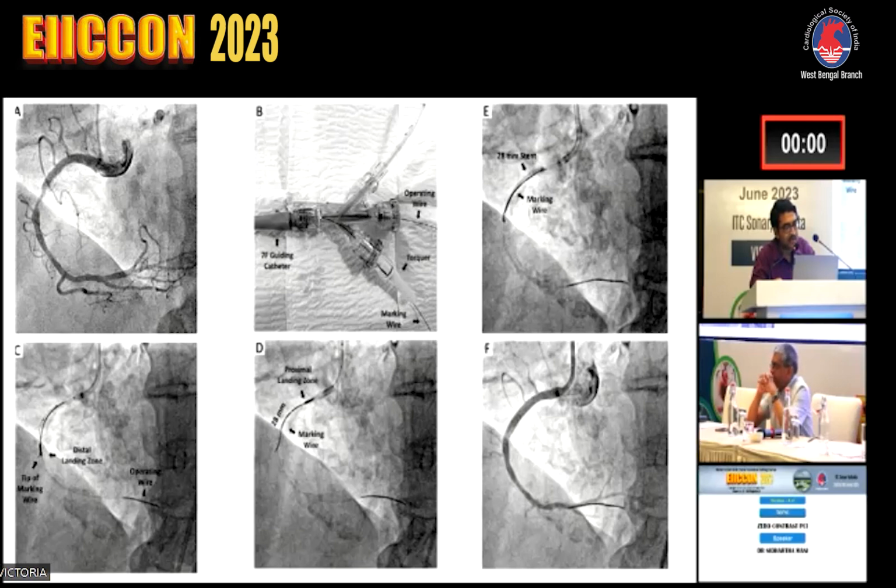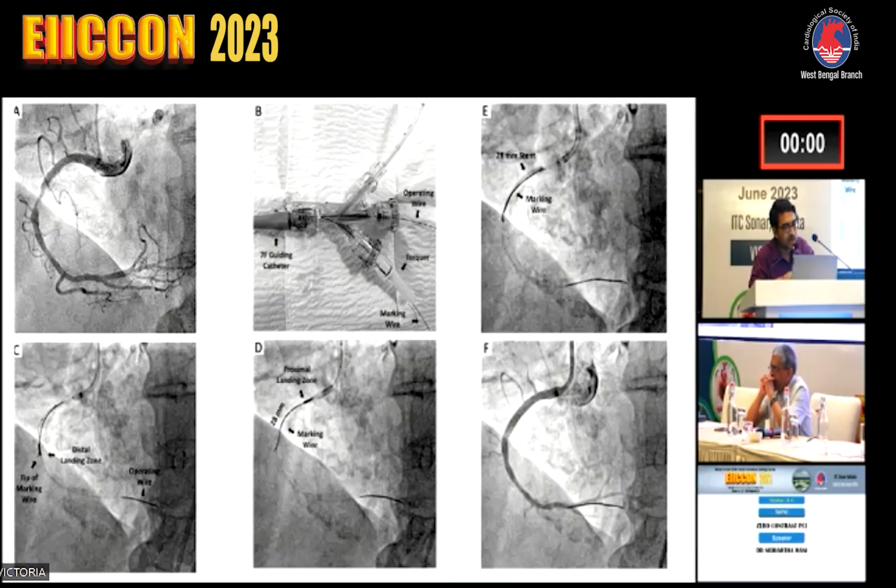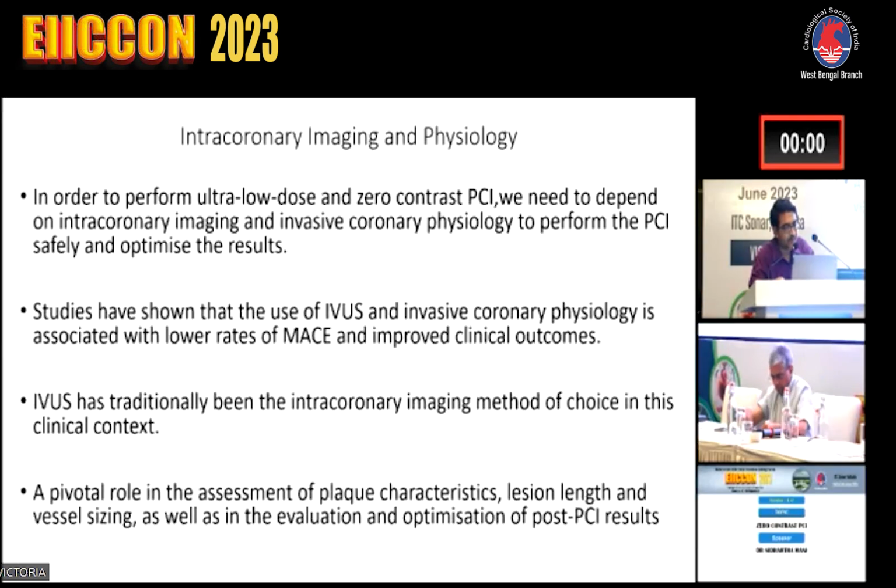And you have taken a double Y connector. See the torquer there. The torquer is fixing the second wire from the side branch so that it does not move, and then you can place the stent and deploy it. Now, intracoronary imaging and physiology have to be integrated in such procedures in order to perform a zero contrast PCI, and that helps to perform the PCI safely and optimize the result.